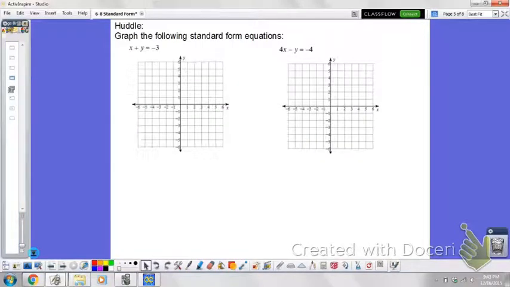So for your huddle, you will graph each of the equations. They are both in standard form, so you can graph either of them, whichever way you would like. Just make sure you have a correct line for each. So go ahead, pause the video, work through each of these, and when you're complete, unpause the video.